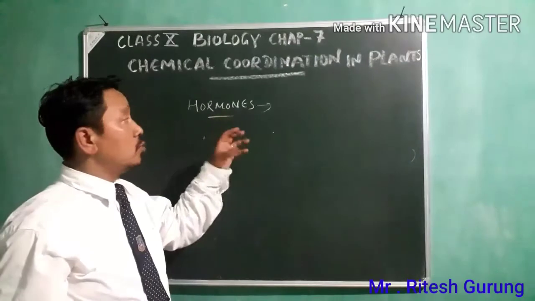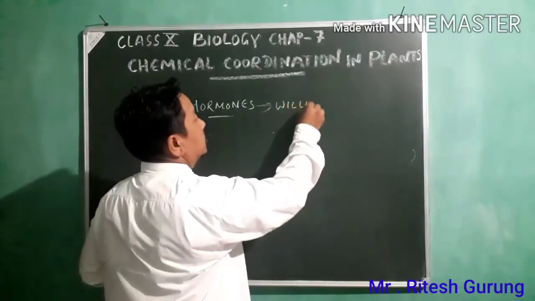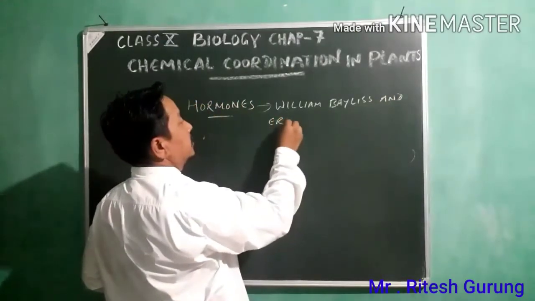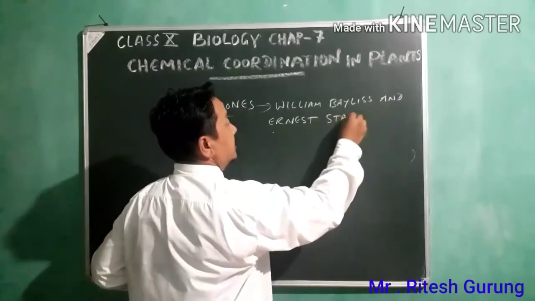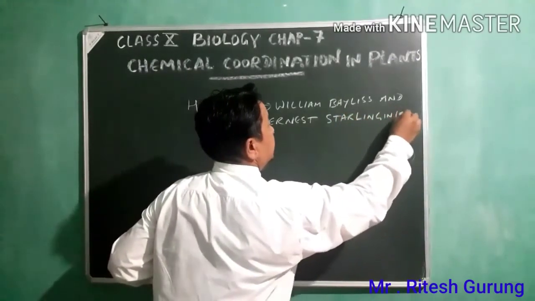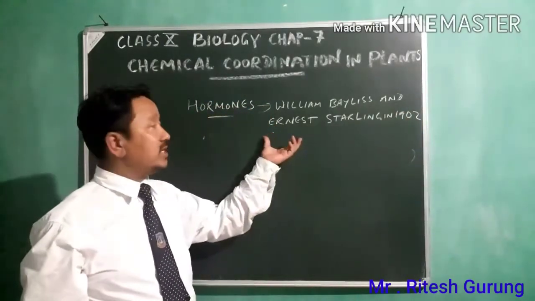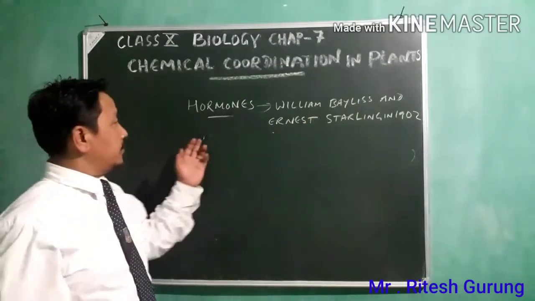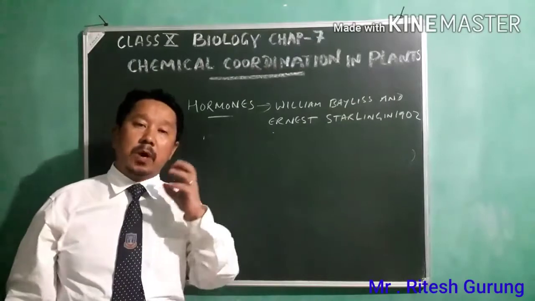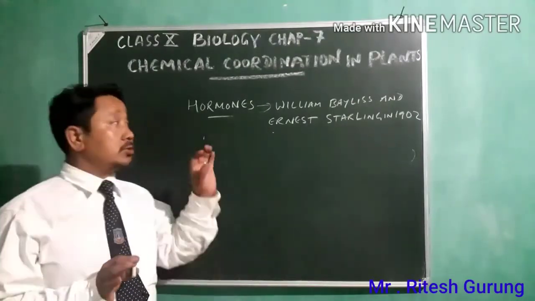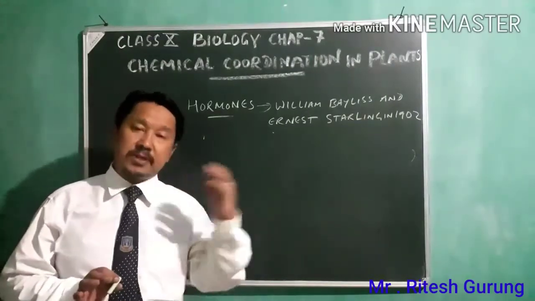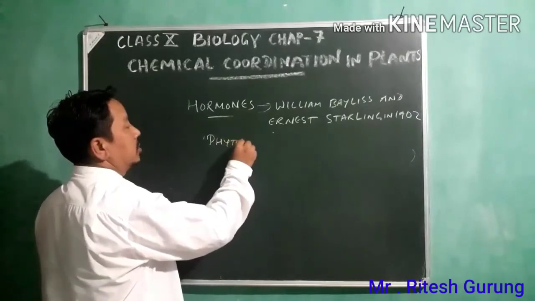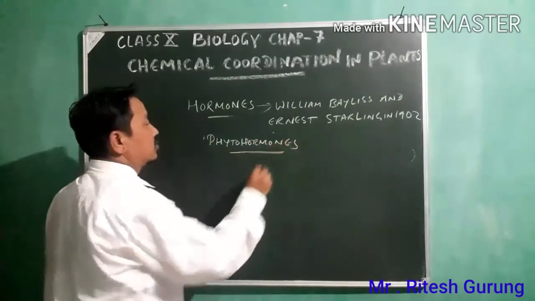The term hormones was first coined by William Bayliss and Ernest Starling in 1902. They were the two scientists who first coined the term hormones in the year 1902. These hormones are found both in plants and animals. So in order to differentiate the plant hormones from the animal hormones, the plant hormones are termed phytohormones. Phytohormones means plant hormones.